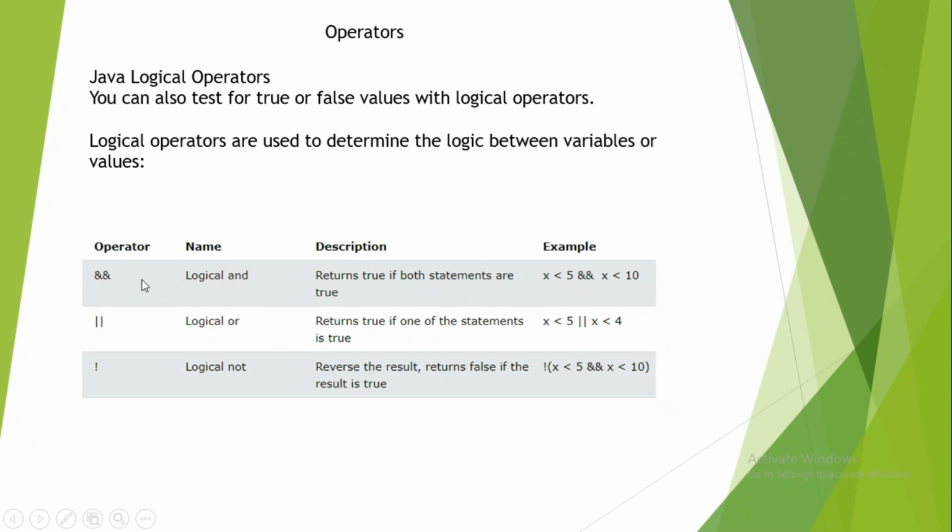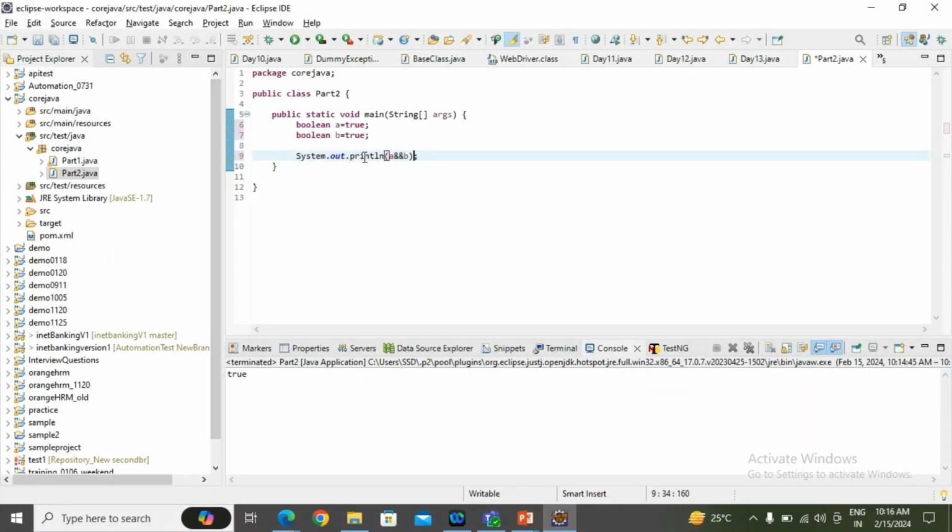If both are true, then it will return true. The second one is the pipeline, this is a logical OR operator. If one of them is true, it will return true. Not is like a reverse. If it is true, it will display false. Let us see an example with the ampersand.